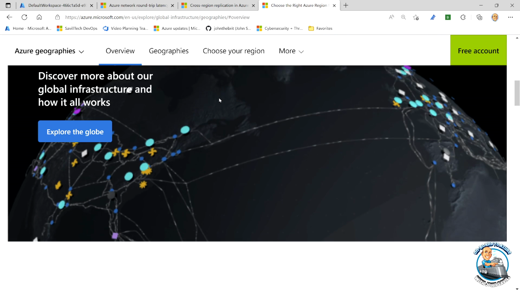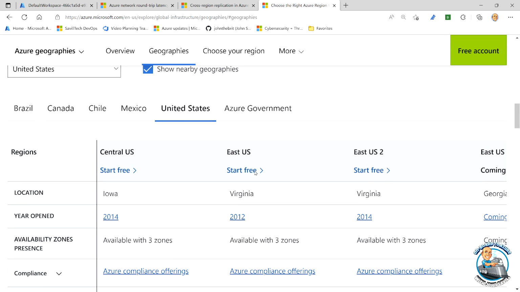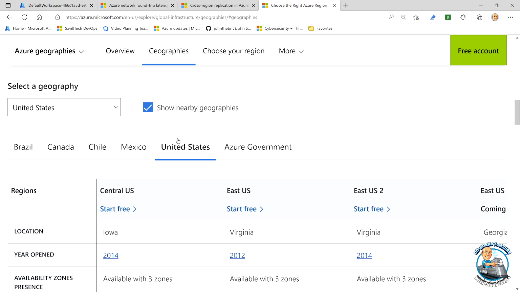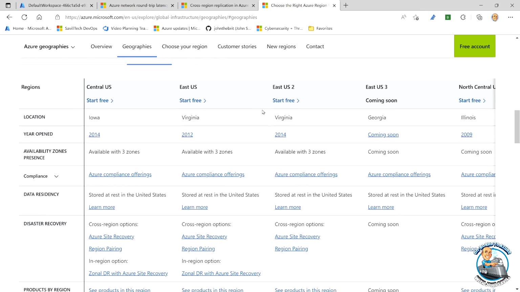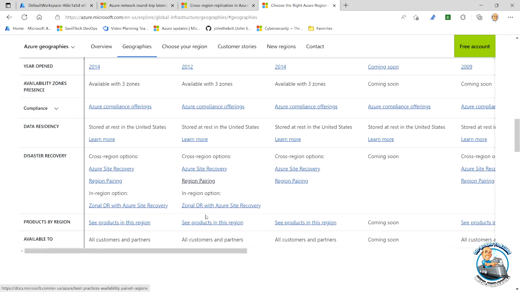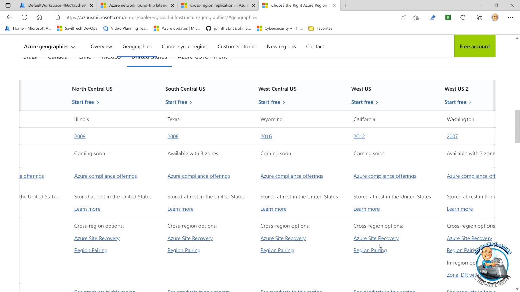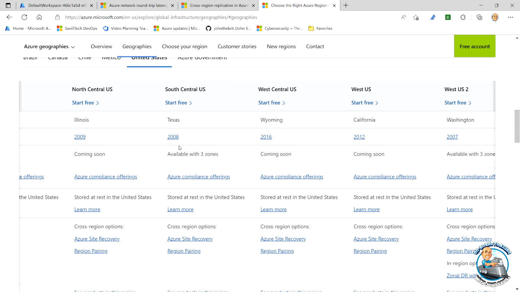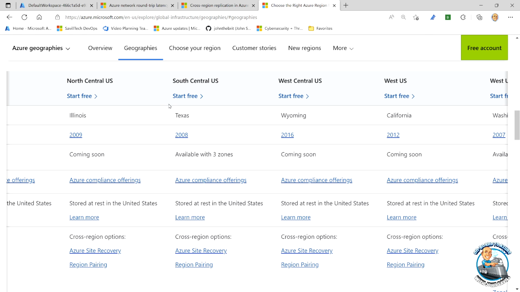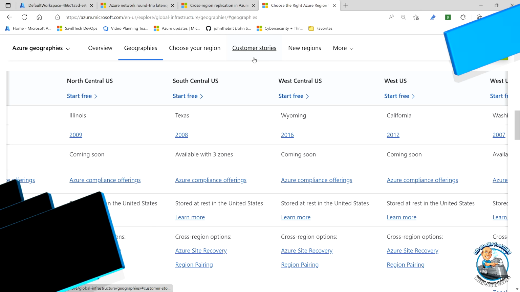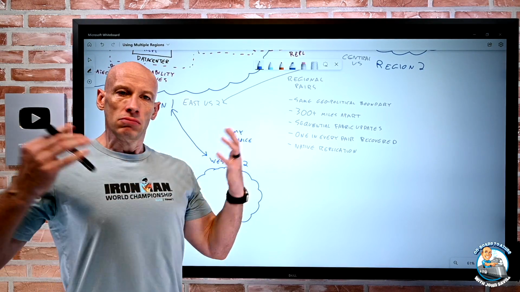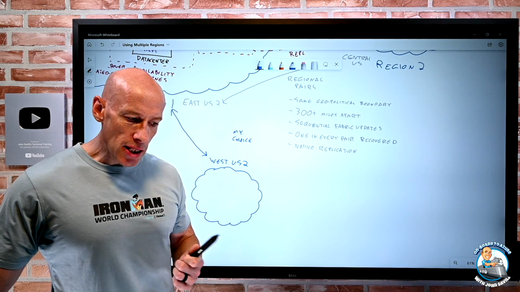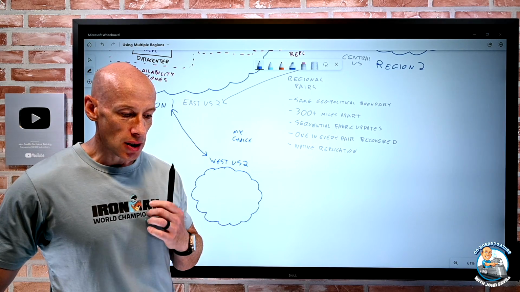But the whole point here is we don't want to explore the globe. If I just looked at United States, for example, there are a lot of regions. Central US, East US, East US 2, East US 3, and I can scroll along. There's just a huge number of regions available to me. So I have lots of choice in what region I actually want to use. So great. I'll pick a different region that better aligns with my goals, maybe better aligns with the features I need.